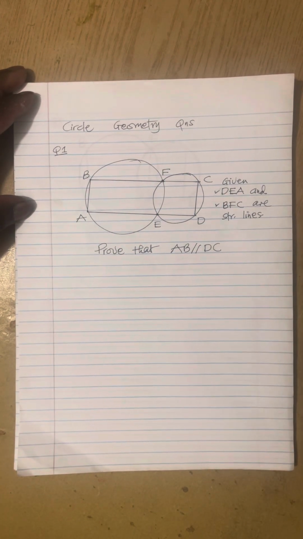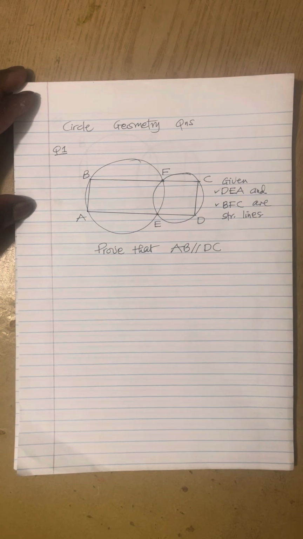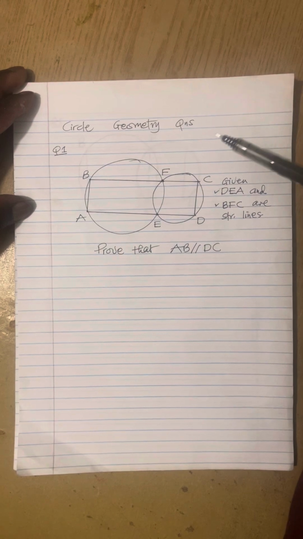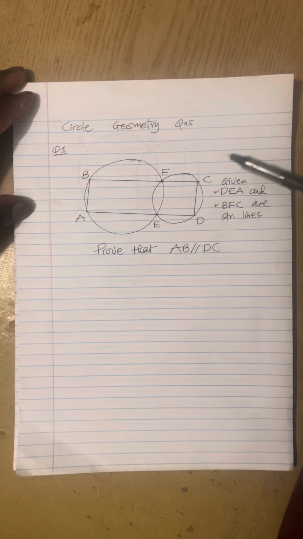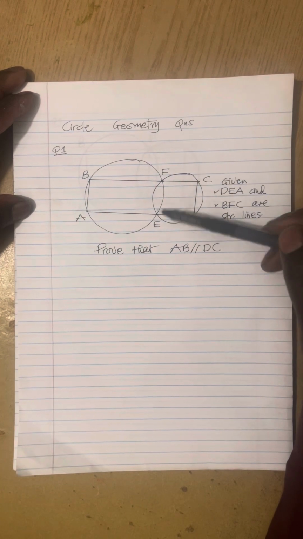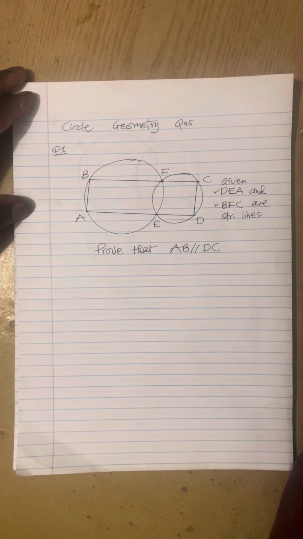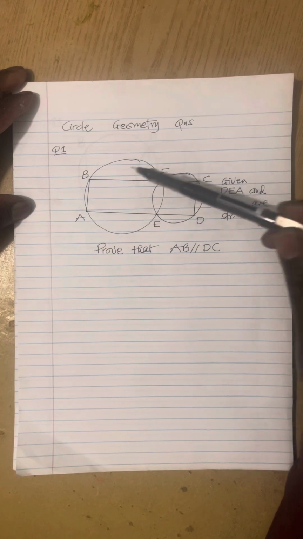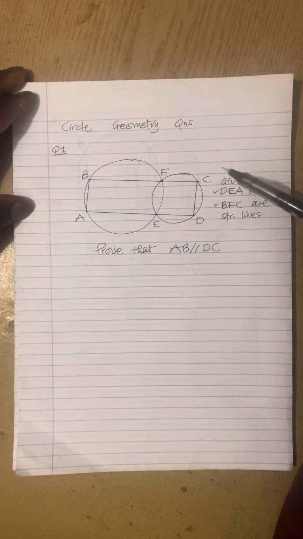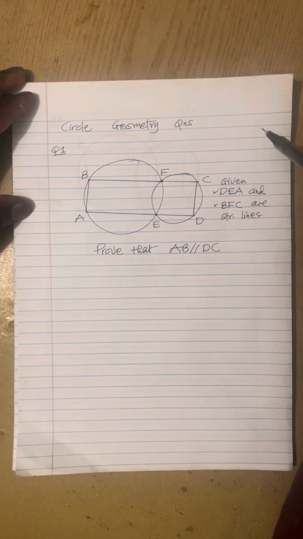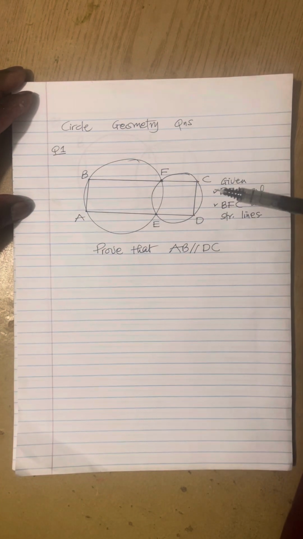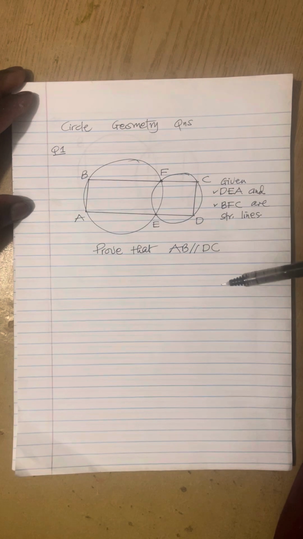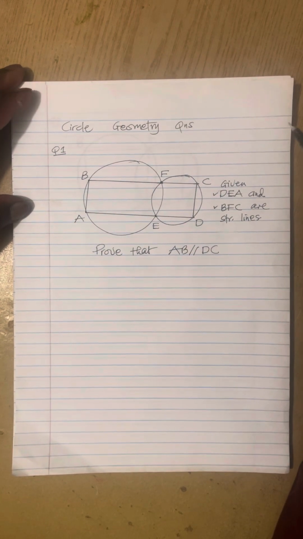geometry. So in our example number 1 today, we are told that we have two circles here that intersect at F and E. So we have circle ABFE and circle DCFE, which intersect at F and E. And we're also given that AED and BFC are straight lines over here. The required information is to prove that AB is parallel to DC. Prove that AB is parallel to DC.